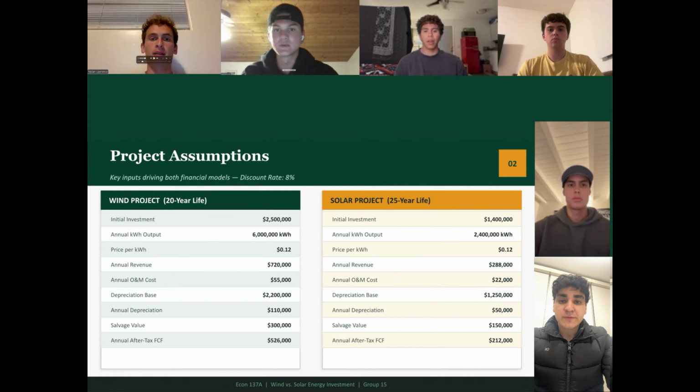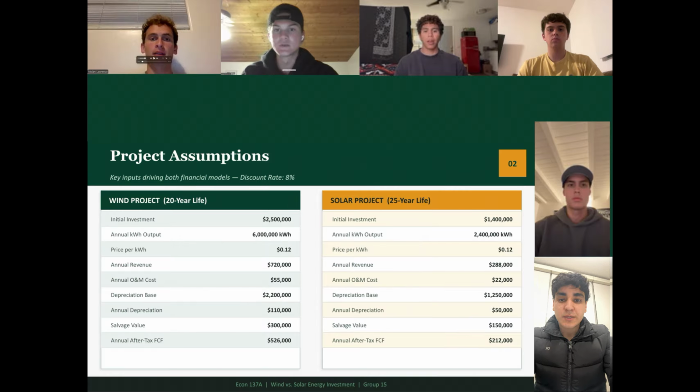Project A, on the left, is the wind turbine. It requires a $2.5 million upfront investment. It runs for 20 years, generates 6 million kilowatt hours per year, and has an annual O&M cost of $55,000. The depreciation base is $2.2 million. That's the $2.5 million cost minus the $300,000 salvage value, depreciated straight line over 20 years, giving us $110,000 per year in depreciation.